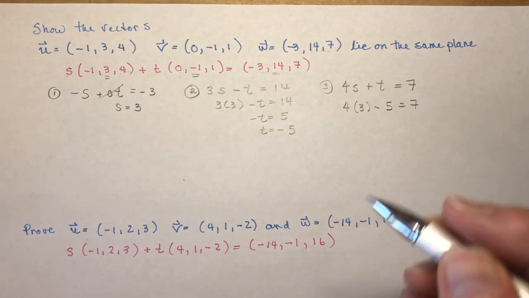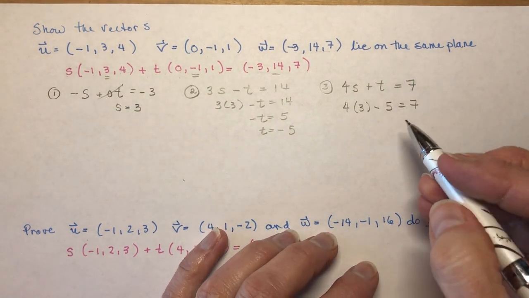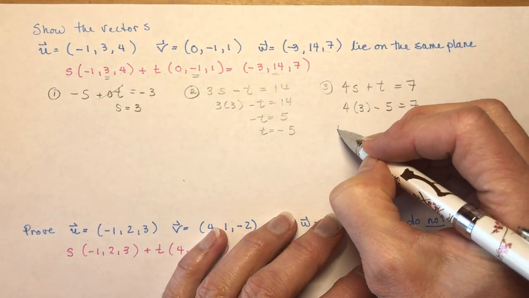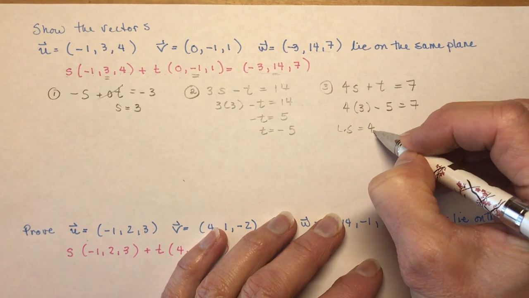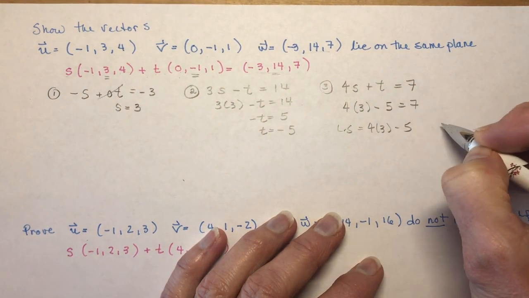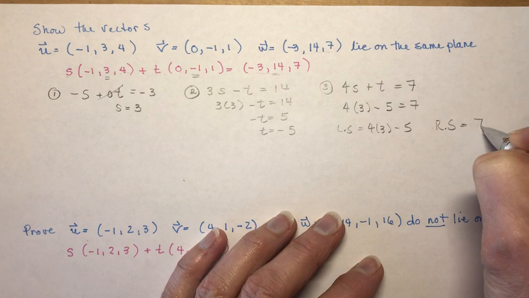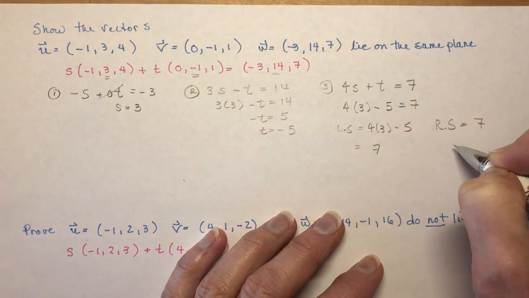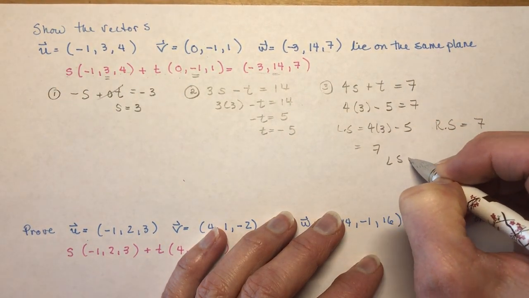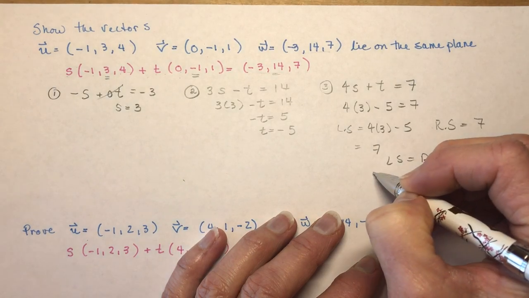And really, you should do it as left side, right side. I shouldn't have written it like that. So I would have said left side equals 4 times 3 minus 5. Right side is equal to 7. And I get 7 and left side equals right side.